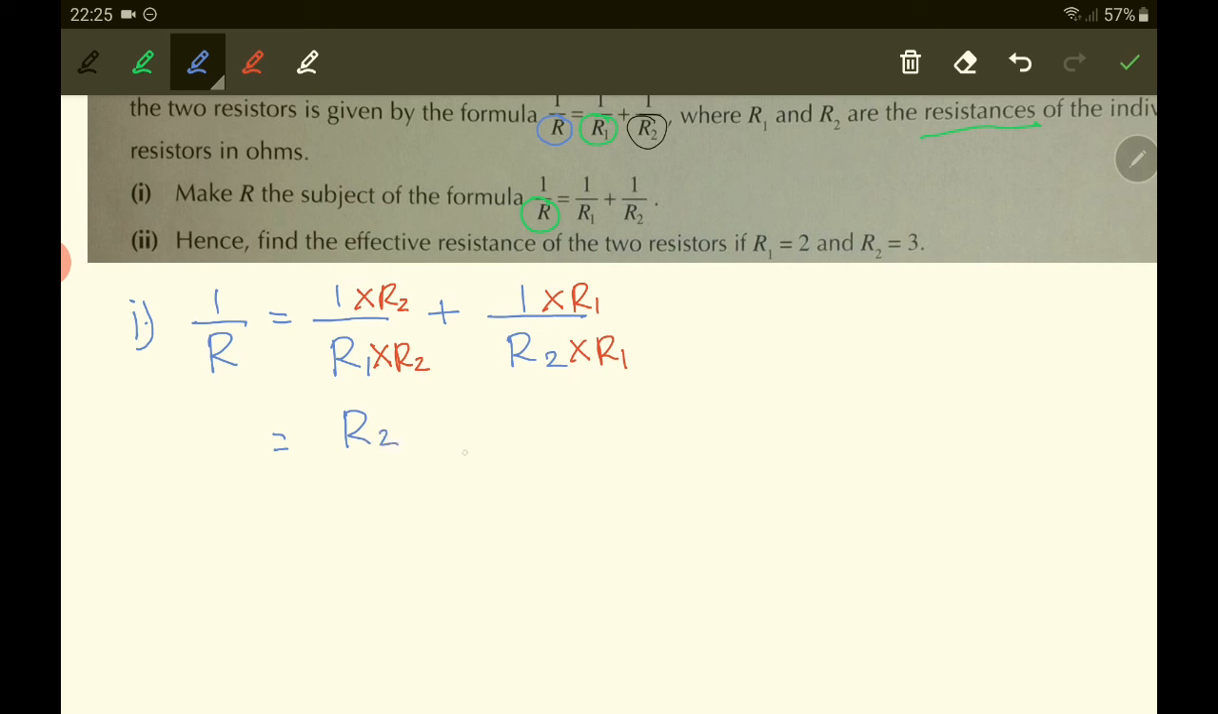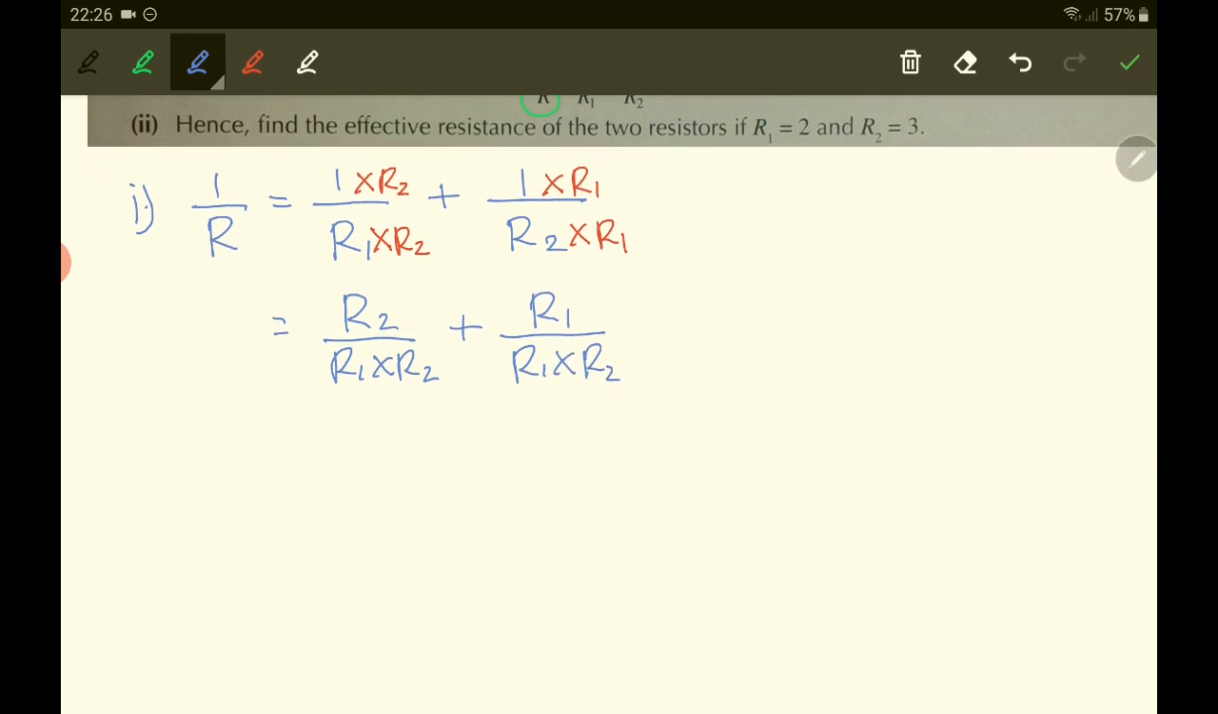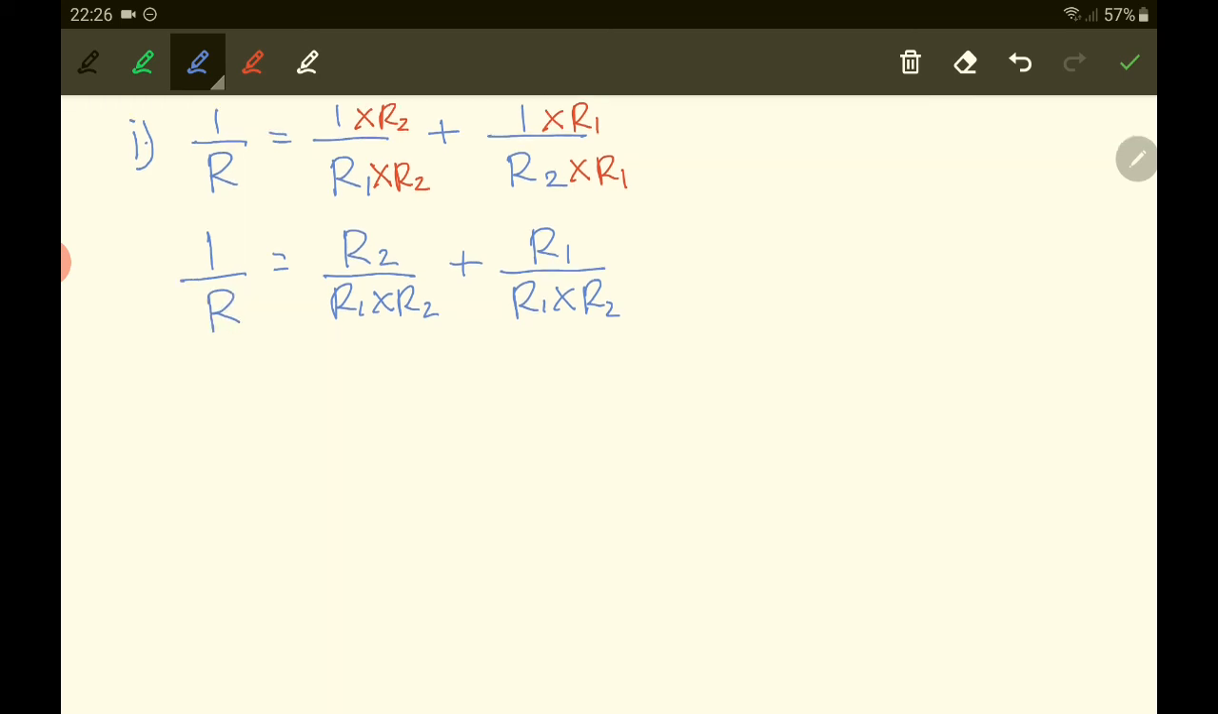So R2 over R1 times R2 plus R1 over R1 times R2, right? Now the denominators are already the same. This is 1 over R, so we can make it only one fraction. So R2 plus R1 divided by R1 times R2. Okay, this is 1 over R.